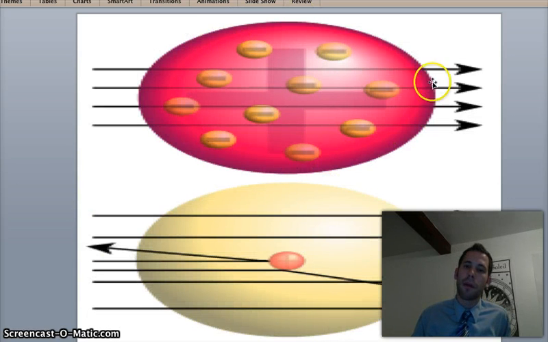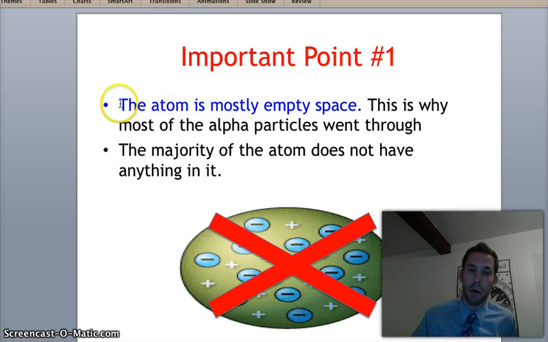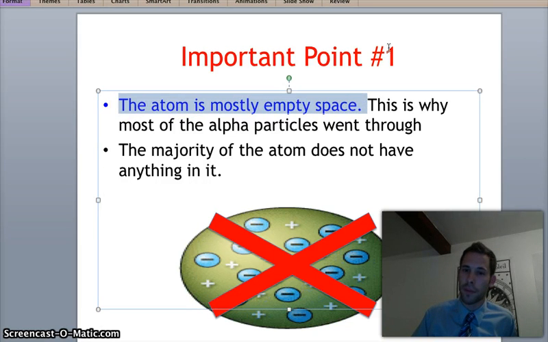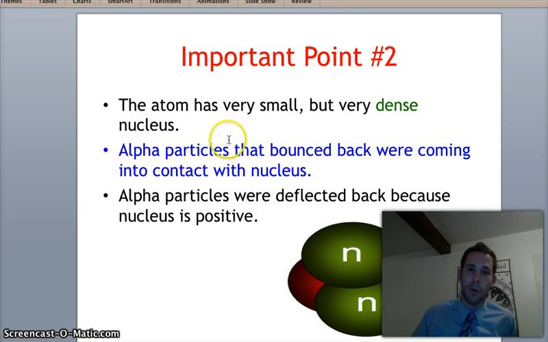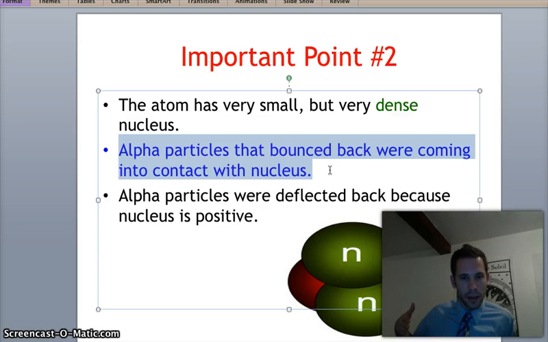Here we have what the plum pudding model would suppose that alpha particles would do when they were fired through it. And here we have a more modern set, what Rutherford proposed, that there's the atomic nucleus in the middle, bink, and most of the atom is just empty space. Remember, the atom is mostly empty space. This is important point number 1. Important point number 2 is that the atom has a very small but very dense nucleus. And all the alpha particles that bounced back, bink, came right back, were coming into contact with a positively charged nucleus.